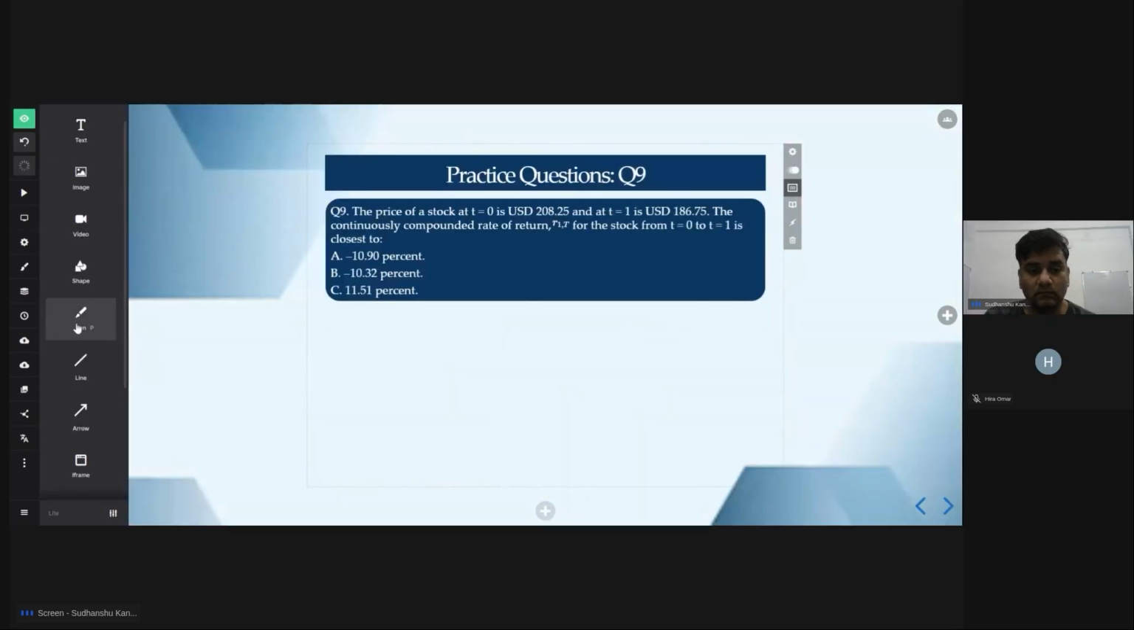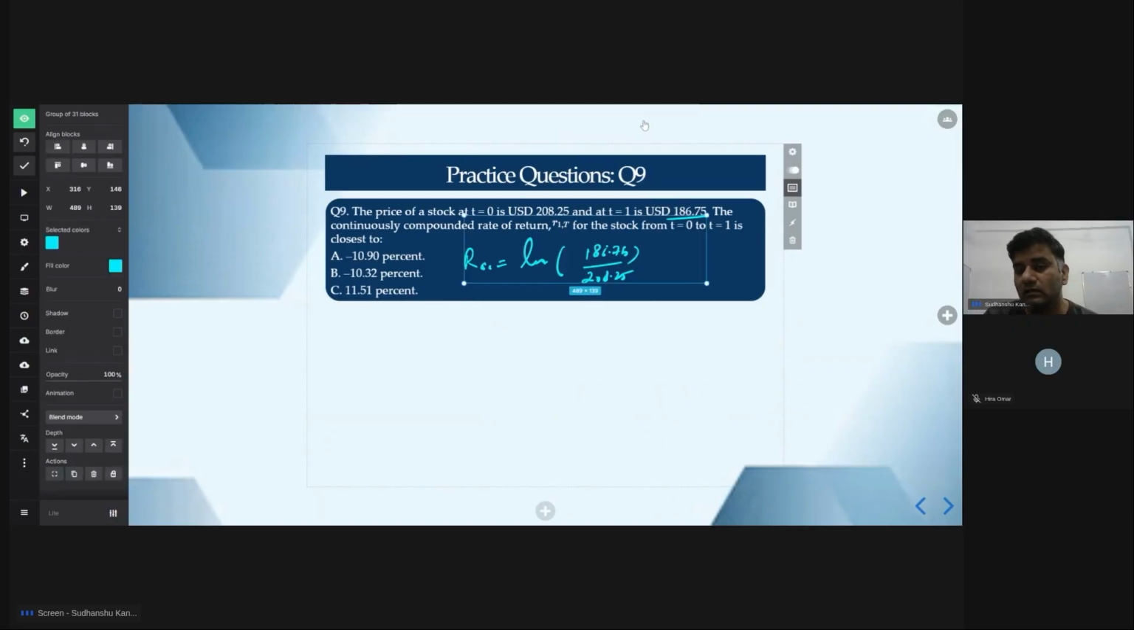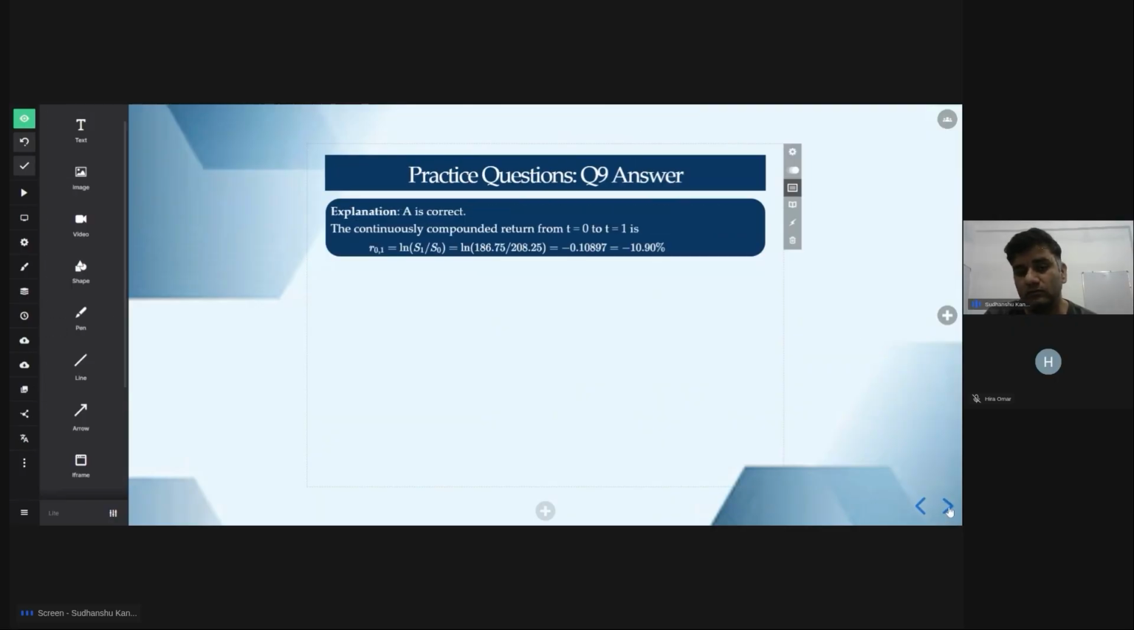So again, I'm trying to give you a very clear RCC. RCC is equal to natural log of ending value by beginning value. The ending value is what? 186.75, right? What is the beginning value we had? Which was 208.25. Just calculate this by calculator, and you'll get the answer. Very simple, very straightforward. Again, small things you have to remember.